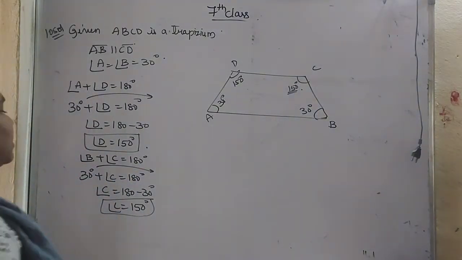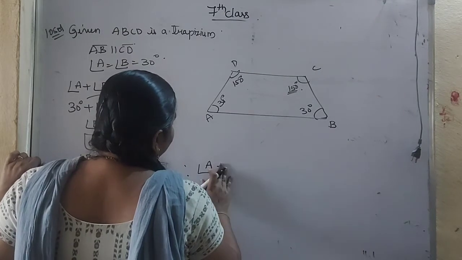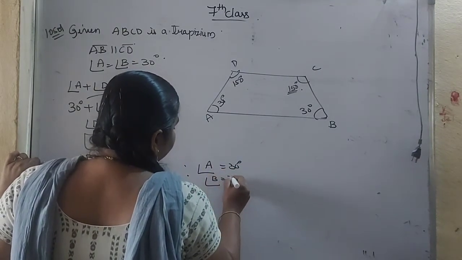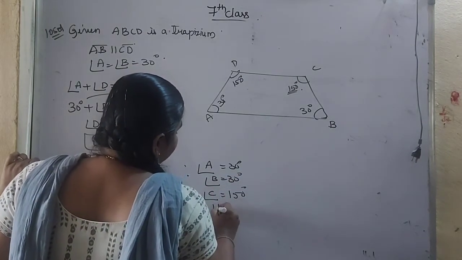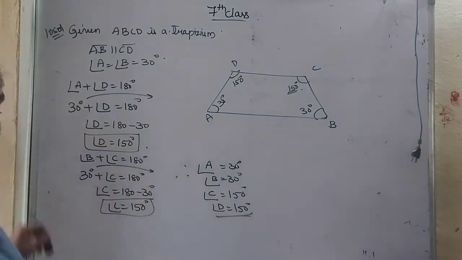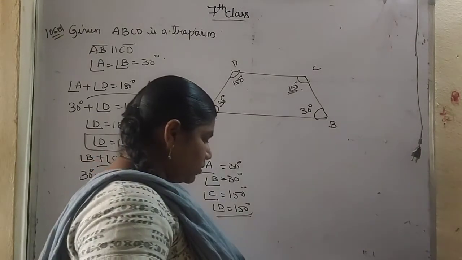So what are the angles here? Therefore the angles are angle A is equal to 30 degrees, angle B is equal to 30 degrees, angle C is 150 and angle D we got as 150 degrees. So this is our 10th solution.